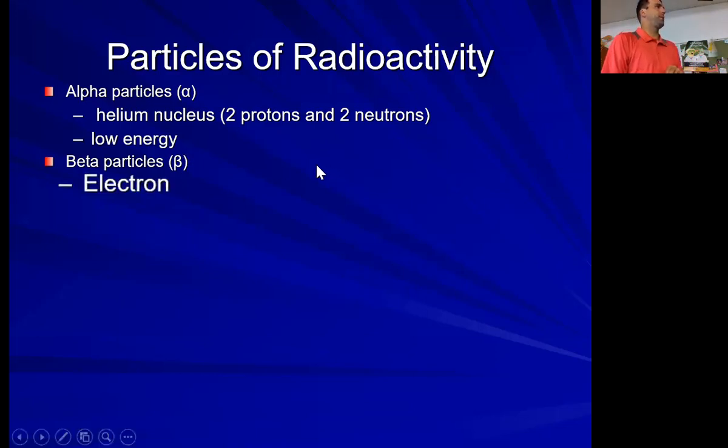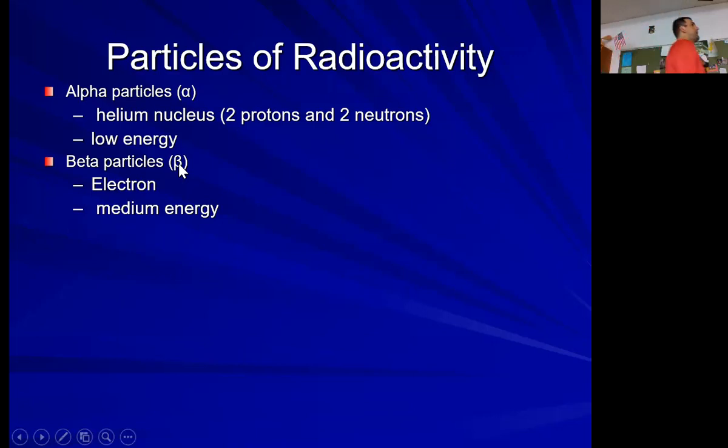The other thing is a beta particle. That's the Greek letter beta. It's kind of like a B. It is an electron. It is medium energy. It can be written another way. A beta particle could be written as an electron, 0, -1, e. That is how we symbolically write an electron. An electron relatively has 0 mass, and it has a negative charge. The mass of helium, an alpha particle, is 4, and it has a charge of +2. It has 2 protons.